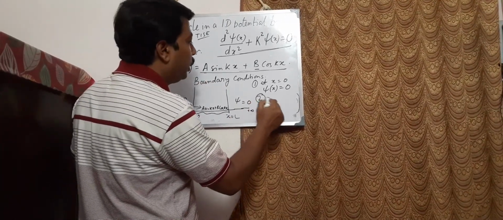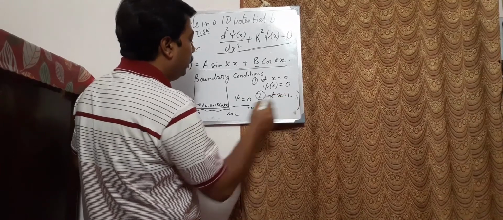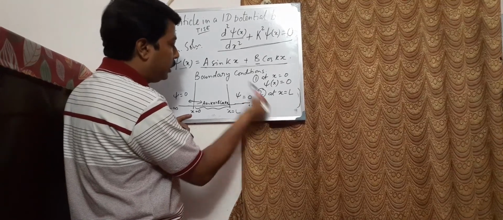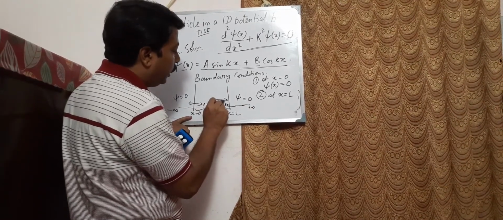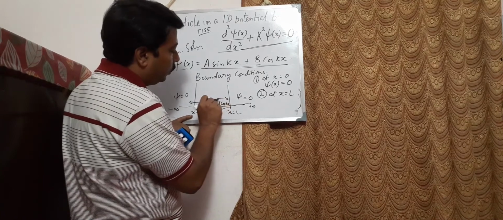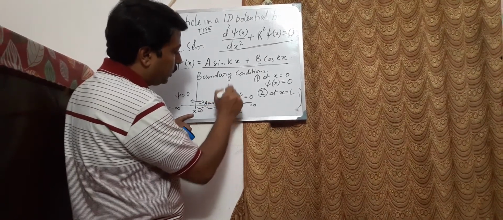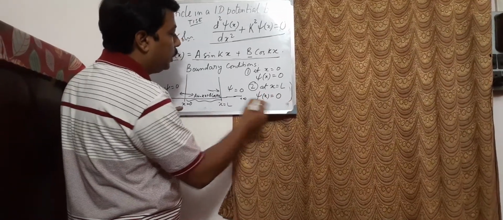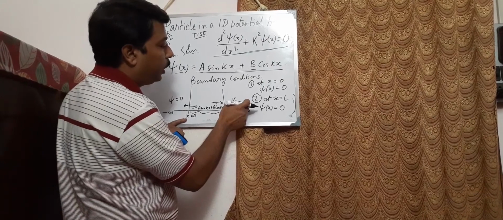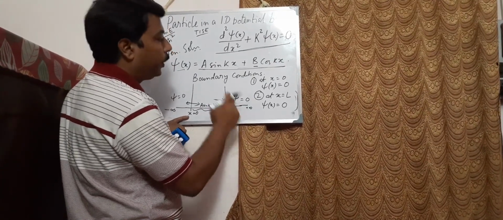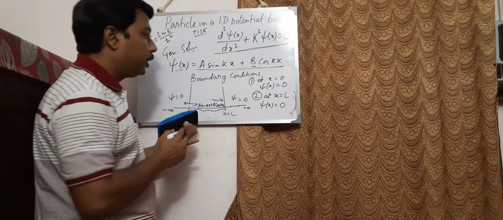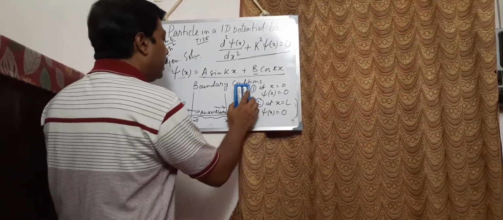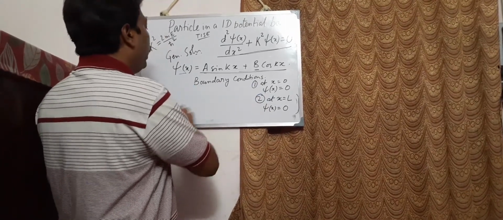Similarly, the second condition is, by the same logic, you see on this side psi is 0, it has to be 0 because particle cannot exist in this region. So the left hand limit, if this function approaches x equal to L, this psi must drop to 0 so that it matches with the value on the right hand side of this boundary. So these are the two boundary conditions that we have. At x equal to 0, psi x must be 0. At x equal to L, also psi x must be 0. Let us apply them one by one.